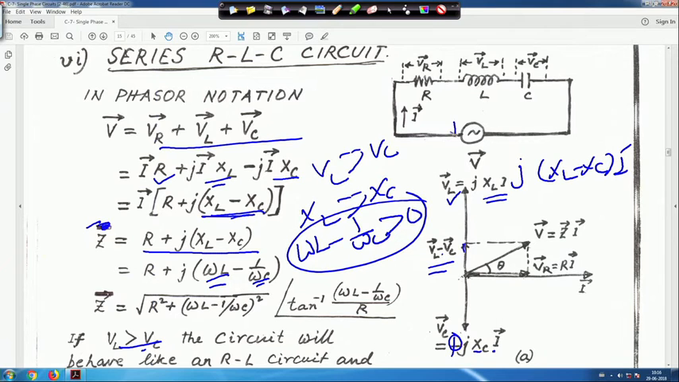This is the instantaneous polarity, and the resultant will be VL greater than VC. If XL minus XC is greater than 0, then naturally VL will be greater than VC. That means the circuit behaves like an inductive circuit, because theta is positive, because theta is equal to (omega L minus 1 upon omega C) by R. So omega L minus 1 upon omega C greater than 0 is positive. That means my theta will be positive, because this angle is actually theta.